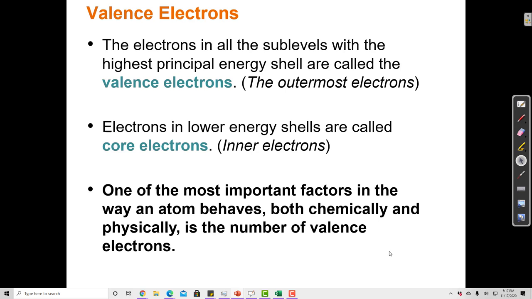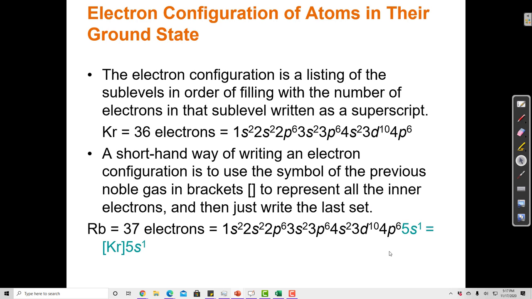Okay, valence electrons are the outermost electrons, the ones that are in the outer shell. So we can always tell the electrons that are in the outer shell by the orbital diagram or by the electron configuration, because the ones that are in the outer shell are the ones that have the highest number. So if I'm looking at this electron configuration here, these electrons are in the valence shell because 4 is the highest number. 4 is bigger than 1, it's bigger than 2, it's bigger than 3. So the electrons that are in the outer shell are in the fourth shell.